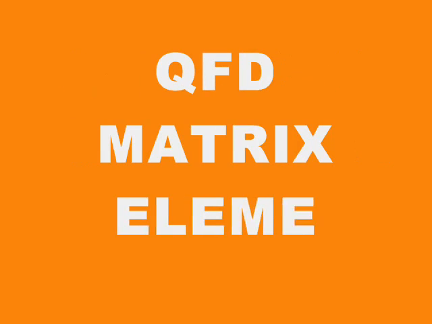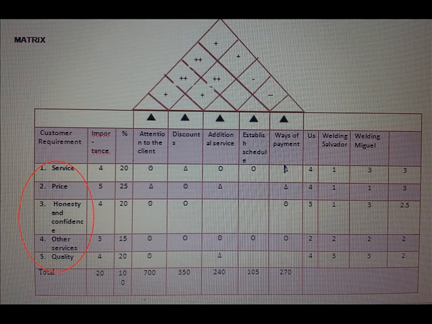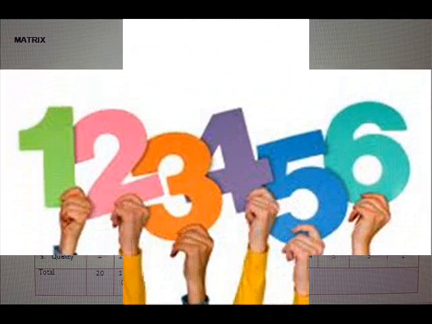In this matrix, we use the surveys to find out what the customer wants and the customer requirements are: service, price, quality, honesty and confidence, and other services. We put these elements on the left side and we put the things that we can offer. These elements are attention to the clients, discounts, additional services, established schedule, and ways of payment.